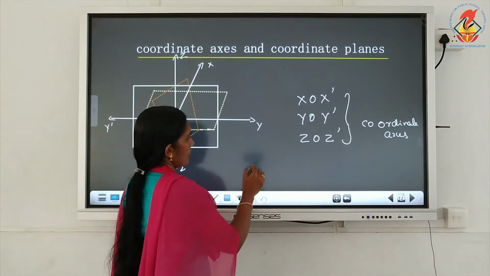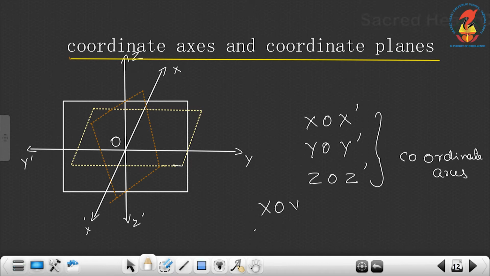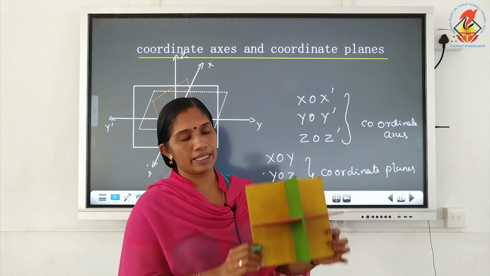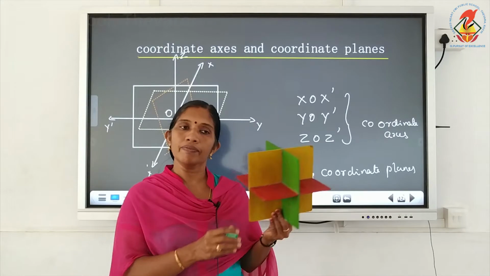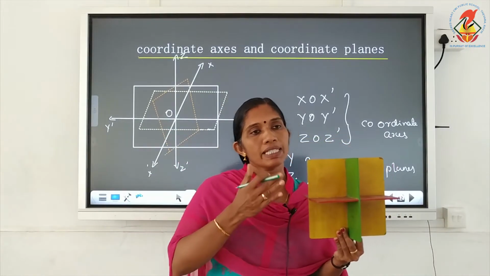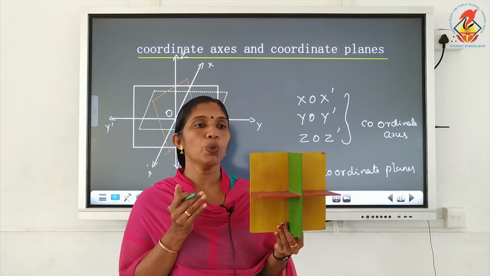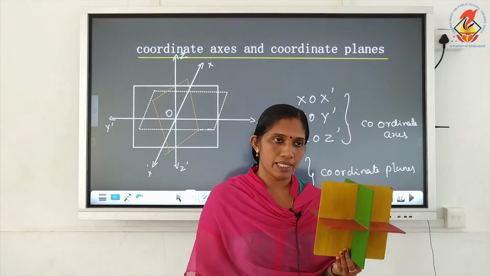And the planes, which are they? XOY is known as the xy plane, then YOZ is the yz plane, and XOZ is the xz plane. These are known as coordinate planes. When the xy plane, yz plane and xz plane intersect, they divide the space into 8 equal parts.